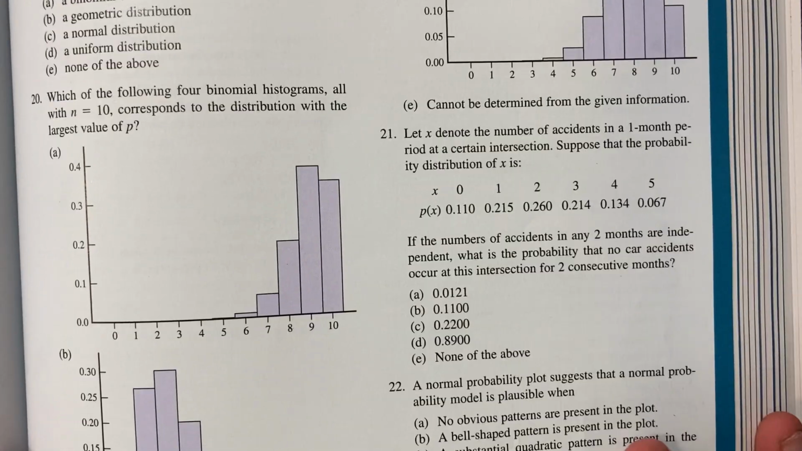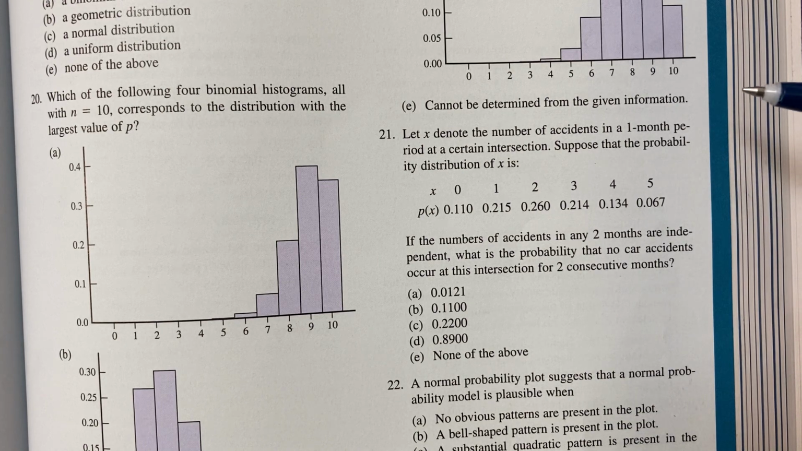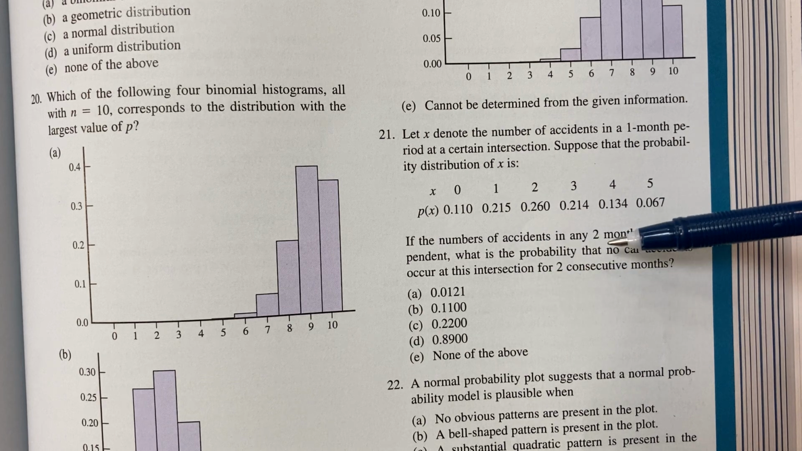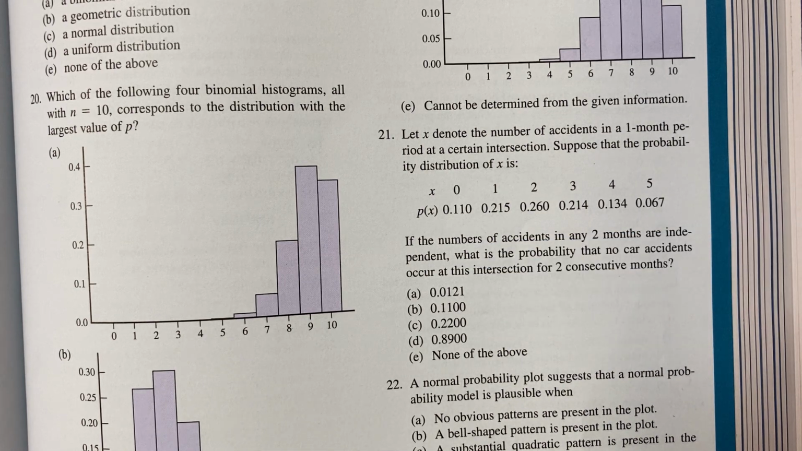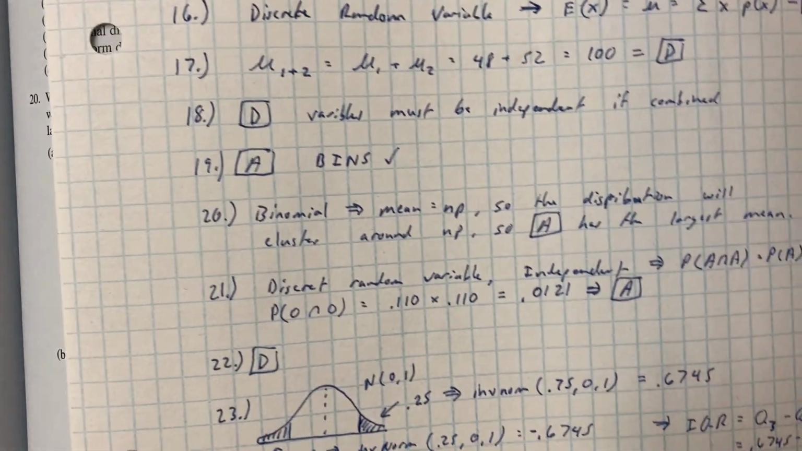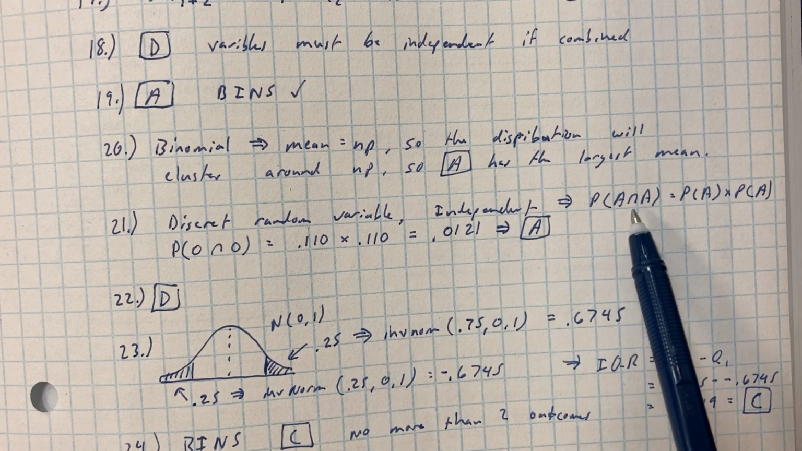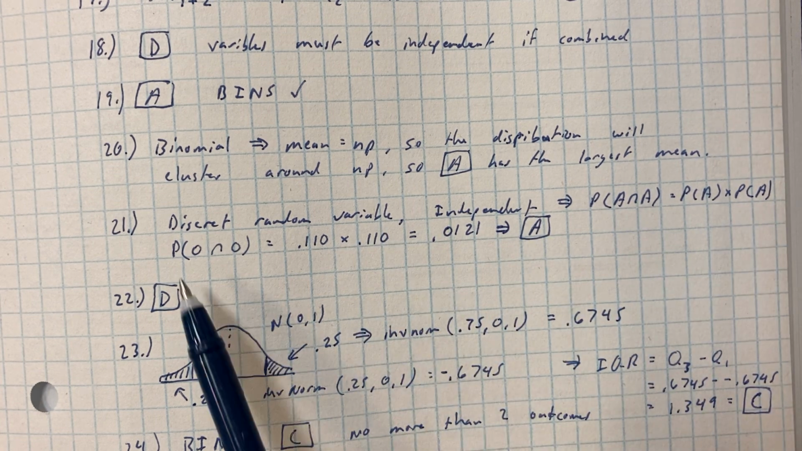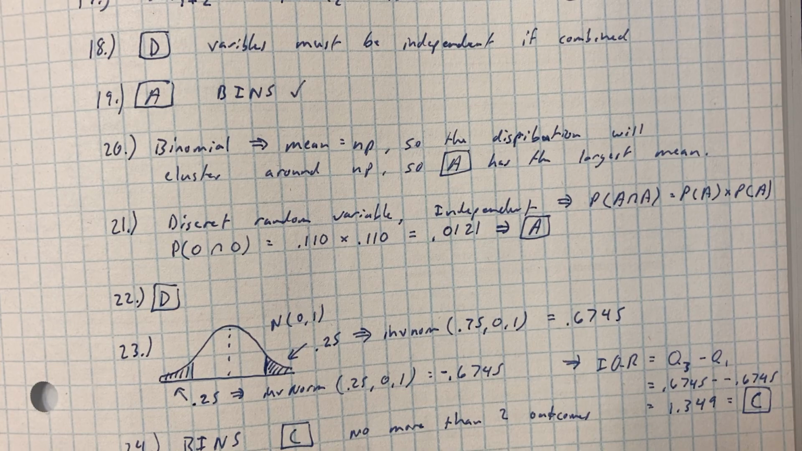Number 21, we have a discrete random variable probability distribution. It asks, what is the probability that no car accidents occur in 2 consecutive months? It does say that the months are independent. Being independent, you can just multiply the probabilities. Anytime you want independent events, you just multiply together. So if I want 0 and 0, it's the probability of 0 times the probability of 0, which ends up being A.